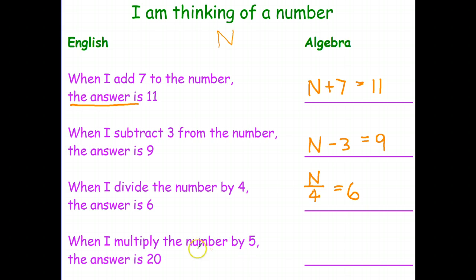And when I multiply the number by 5, the answer is 20. The thing to remember there is we write the number first, then the unknown, and then equals 20. And we don't write the multiply sign because it could look too much like the letter x. So 5n rather than n5, or 5n is better than 5 times n. We're using the multiply sign for times.